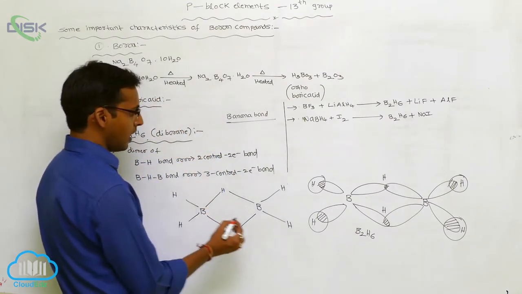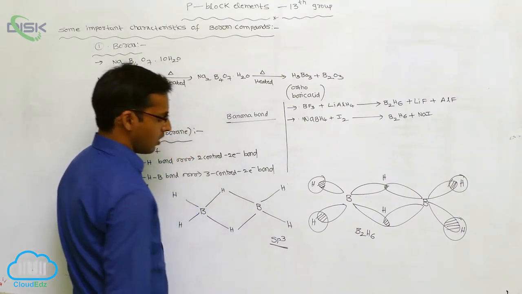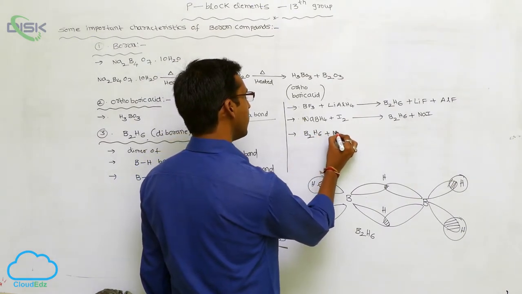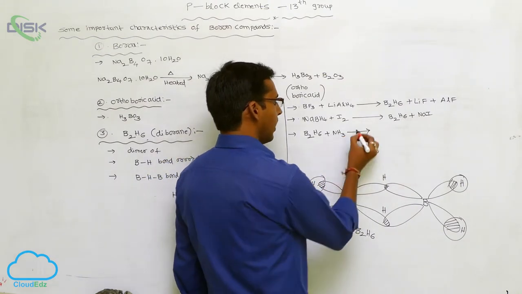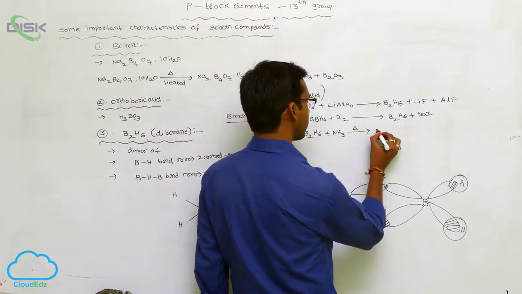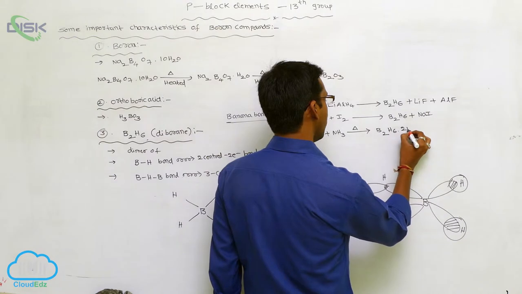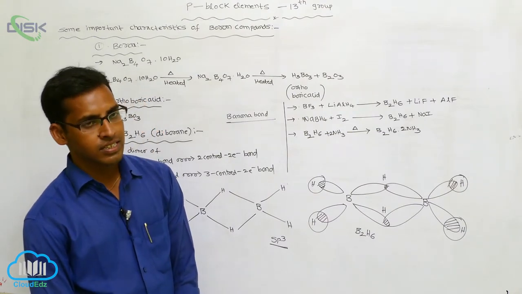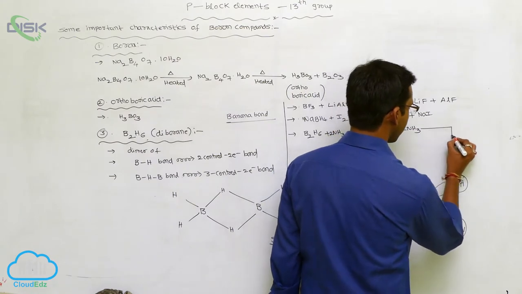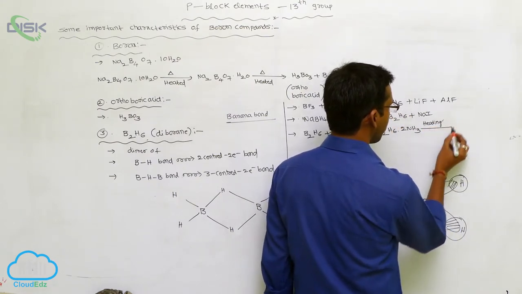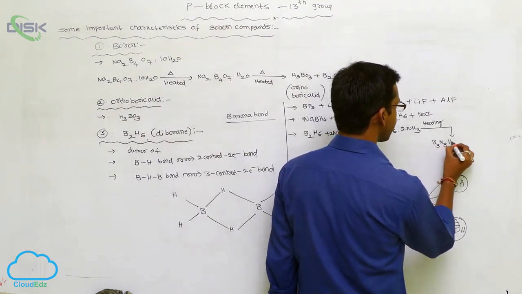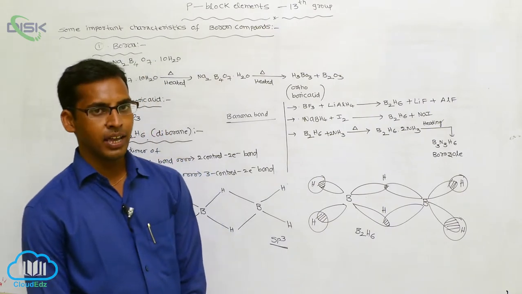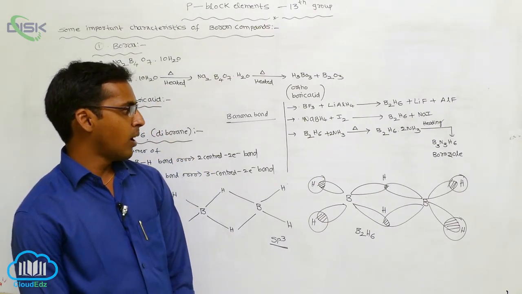This diborane undergoes sp3 hybridization. Next, a very important reaction: diborane is reacted with ammonia. On heating, it forms a crystallization product, B2H6 2NH3. Diborane reacts with ammonia, initially forming B2H6 2NH3, and on further heating at higher temperature, it forms B3N3H6, which is called borazole.